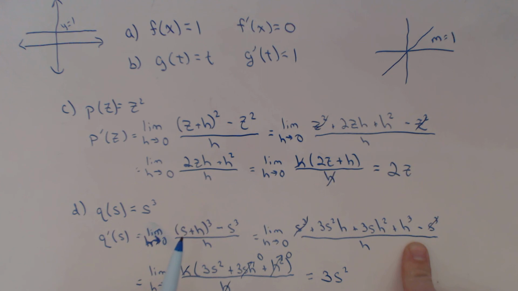And you're probably noticing a pattern. The derivative of z squared was 2z. The derivative of s cubed was 3s squared. We're going to explore that in later sections.